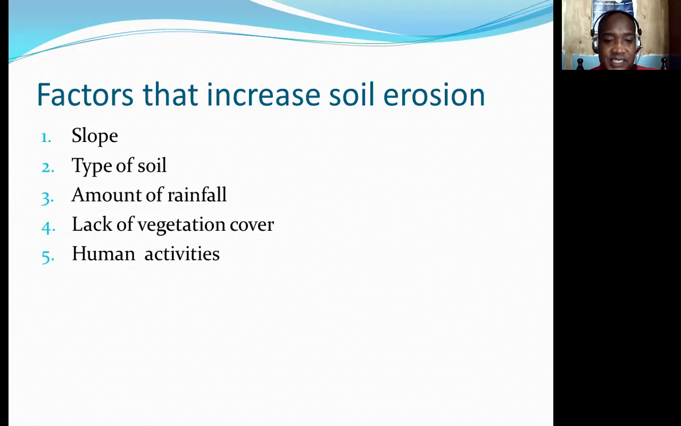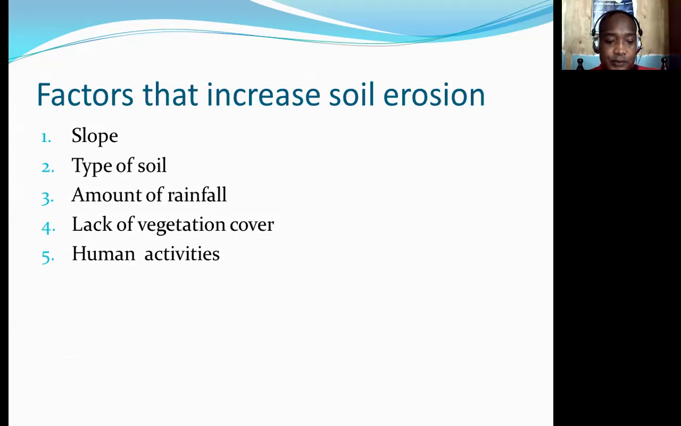Lastly, we have human activities. These are activities done by human beings which increase the rate of soil erosion. Examples of such human activities include poor farming methods, overstocking and overgrazing, deforestation, mining and quarrying, construction of roads and buildings.